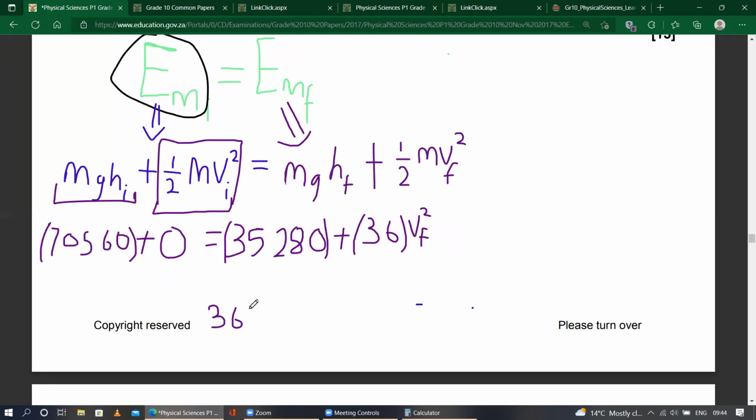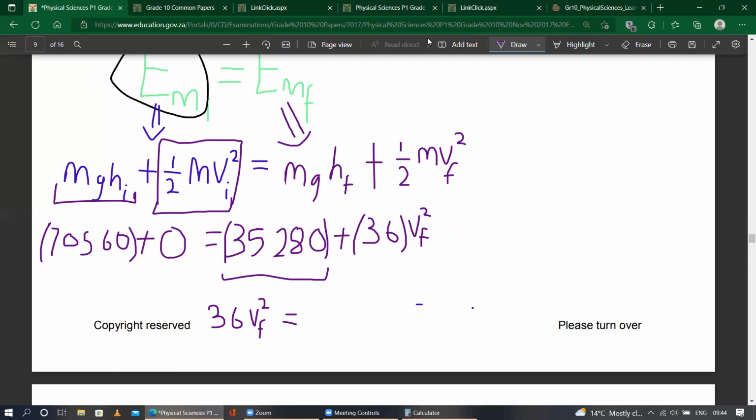So it's gonna be 36 VF 35. Oh, you're taking that one over. 36 VF squared is gonna be equal to 70,560 minus 35,280. You can see that.